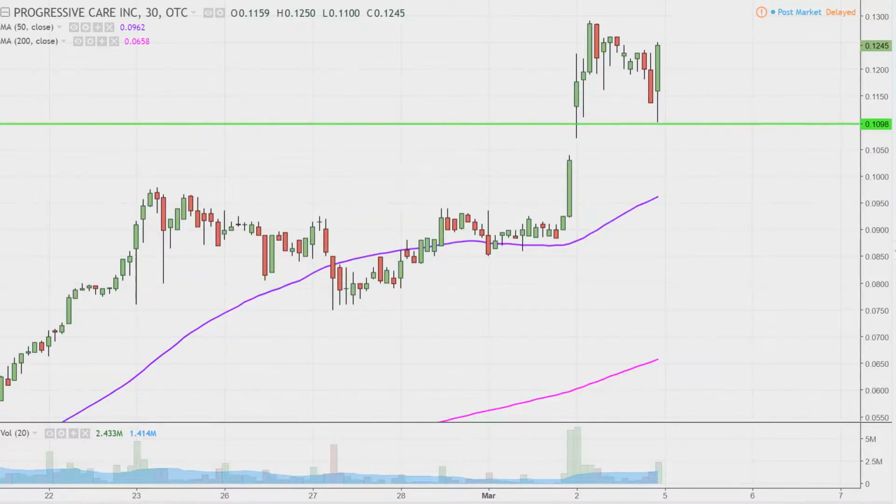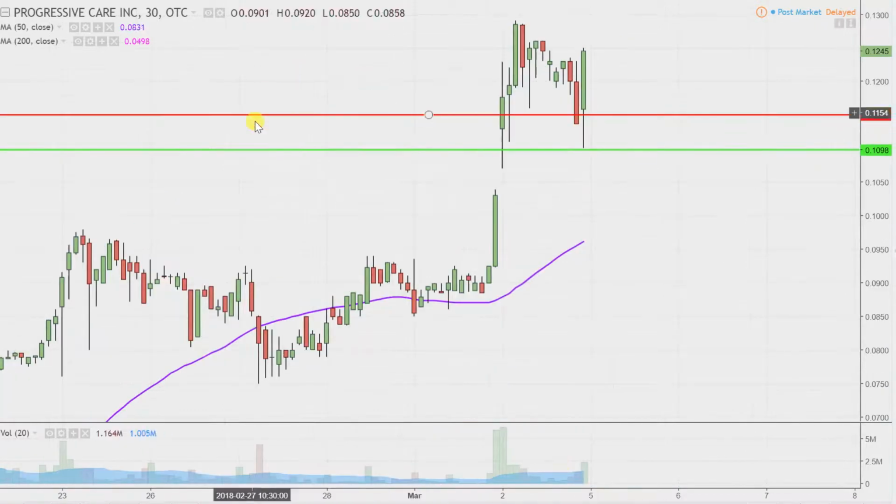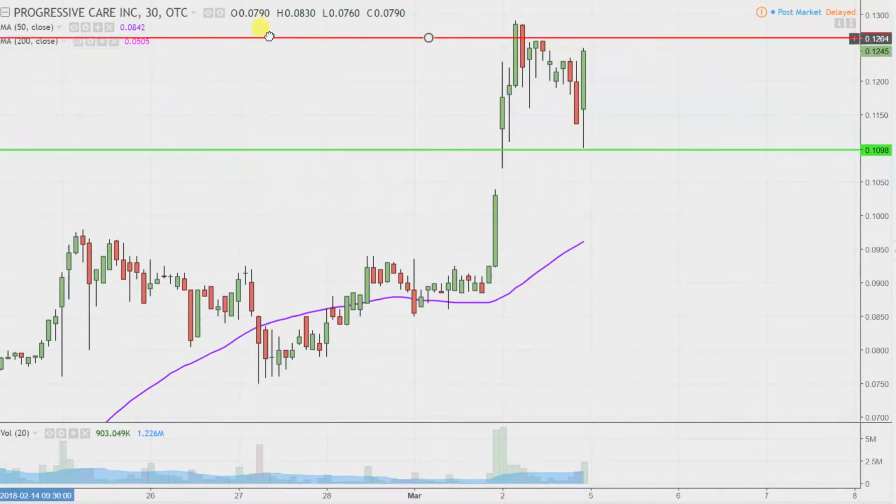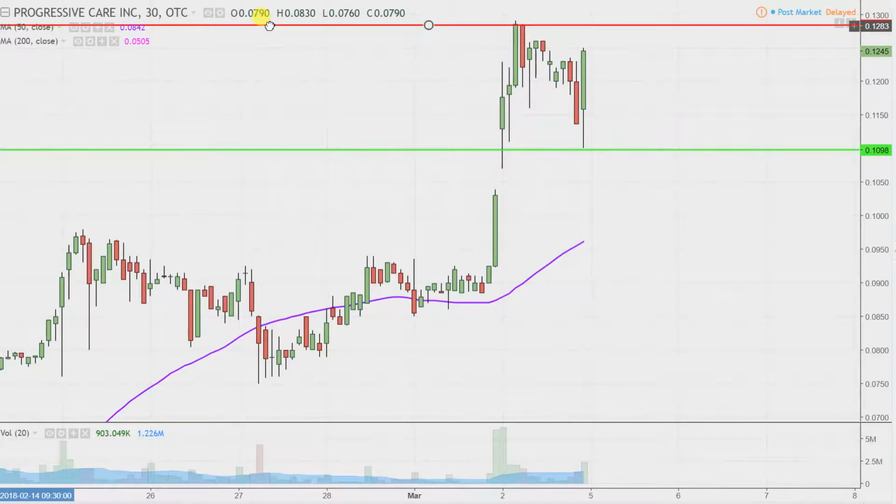What about areas of resistance? Pretty straightforward at this point in time. The party stopped today right there shy of 13 cents. So you can call it 13, or if you want to get specific, looks like about 0.128. So 0.128, 13 cents, public enemy number one going into next week. But all in all, no doubt about it, great way to close out the week.